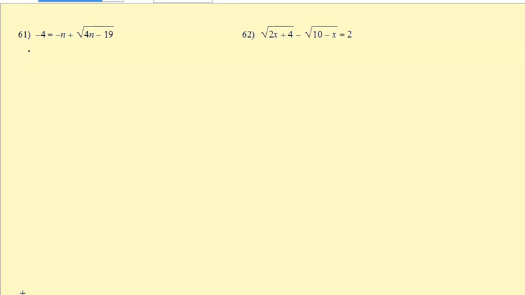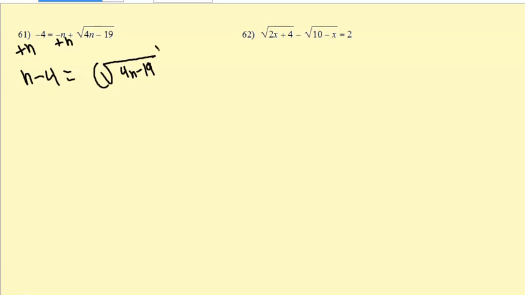Let's look at number 61. Negative 4 equals negative n plus the square root of 4n minus 19. So for this one, we want to get the square root by itself, so let's add n to each side. So n minus 4 equals the square root of 4n minus 19.